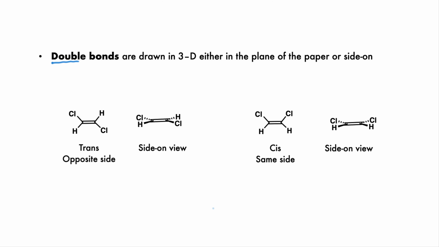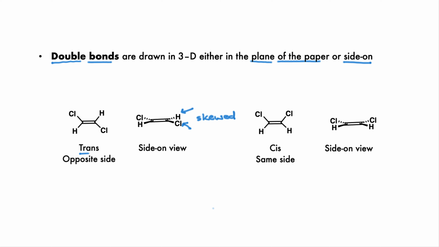Double bonds are flat. They can be drawn in 3 dimensions either in the plane of the paper or side-on. In the side-on representation, the back atoms are actually behind the front ones. The molecule is skewed slightly to show the back atoms. It is important to know both of these representations.